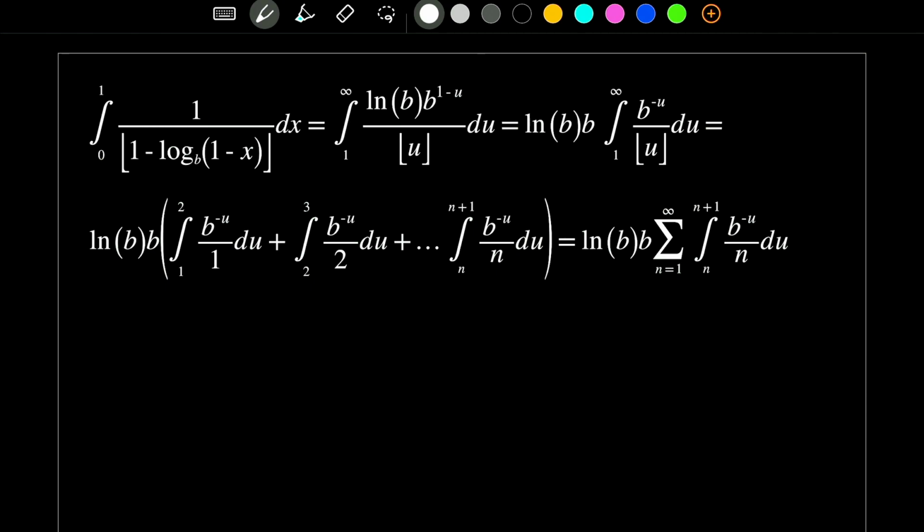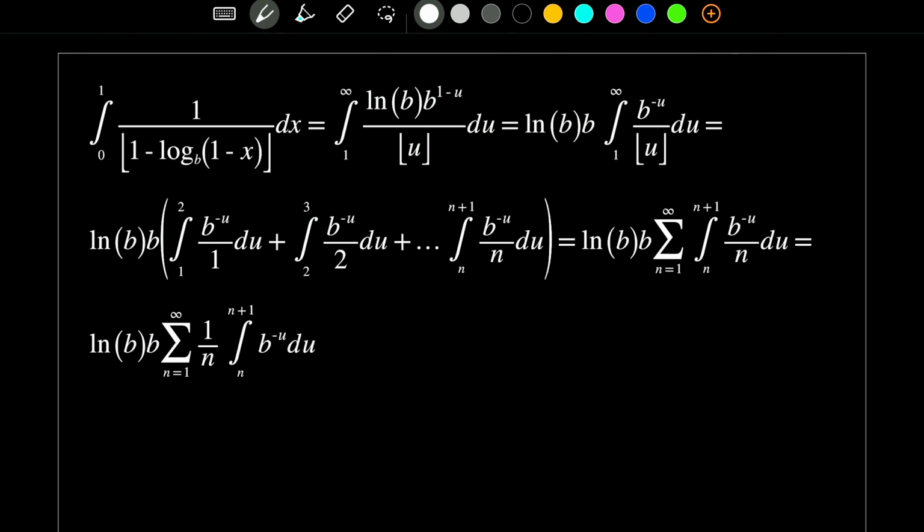Okay, nice. So now it looks like we've got an even more complicated statement with an infinite sum of an integral, but actually it gets really quite simple right now. Let's continue, and first of all, we're going to notice that this 1 over n is not really dependent on the integral at all. It's only dependent on the sum ranging from 1 to infinity. So we're going to get log b times b times the sum from n equals 1 up to infinity of 1 over n times the integral from n to n plus 1 of b to the power of minus u du.